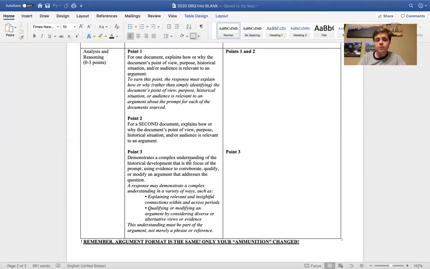Before we go into point 3 here under analysis and reasoning, the 4th historical figure is Theodore Roosevelt. 4th historical figure is Theodore Roosevelt.